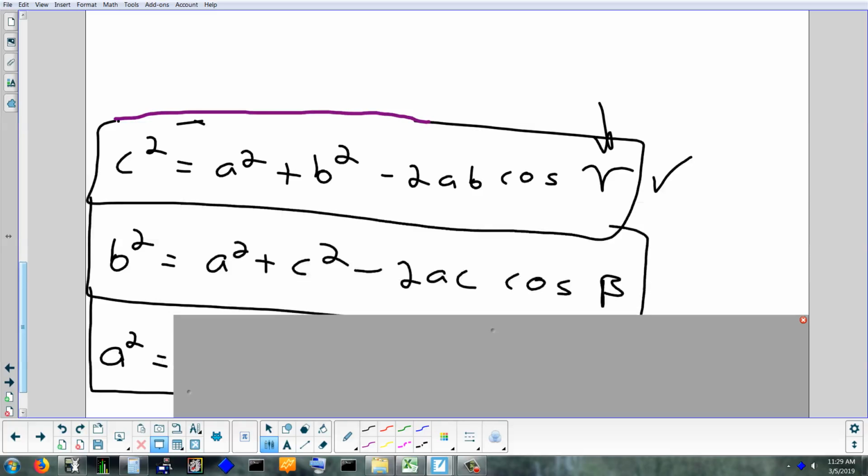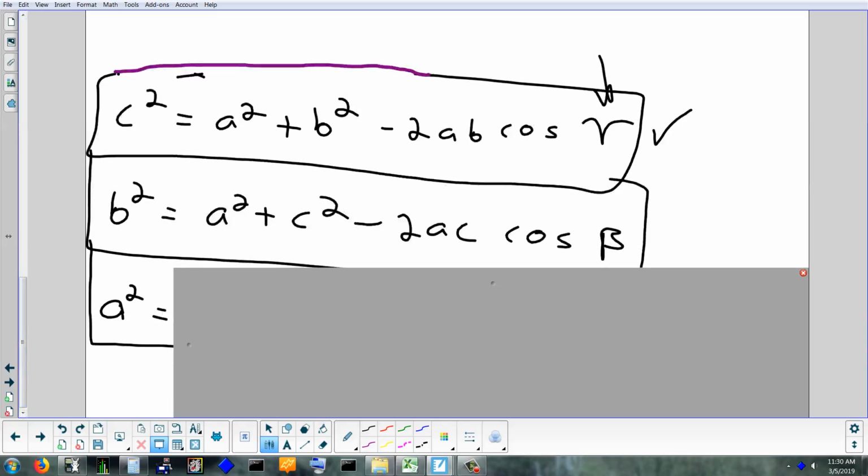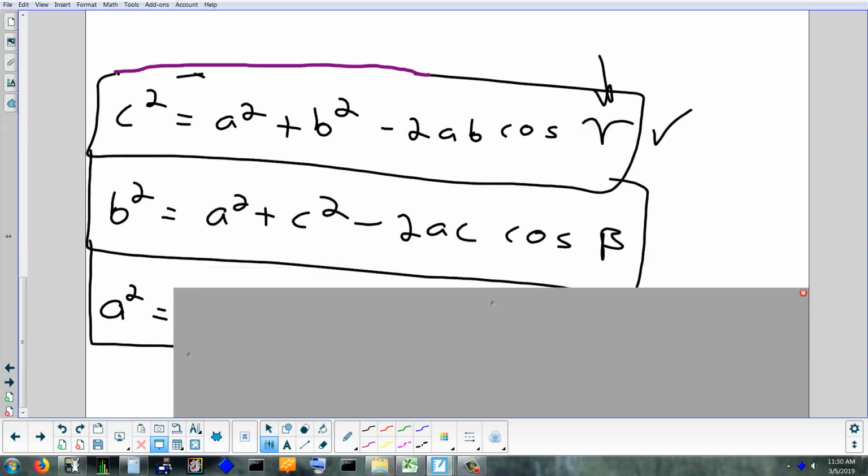The way I remember it is: one side squared equals the sum of the other two squared, minus twice the product of the other two you just wrote, times the cosine of the angle that's across from the side you started with. It's important to understand the general idea, especially if you have a word problem and your sides aren't labeled A, B, and C. That's going to mix you up if the sides are like X, Y, and Z. If you just understand the idea, then it doesn't matter what you label them.